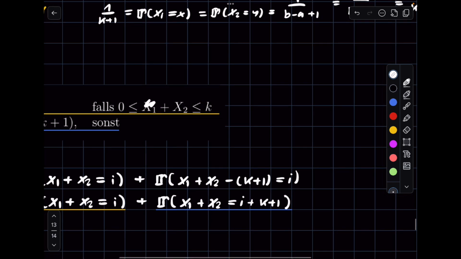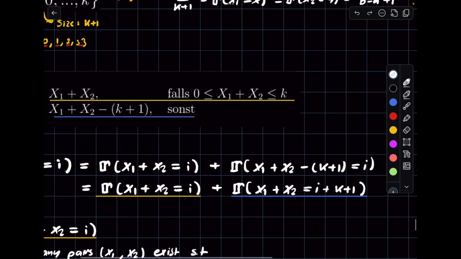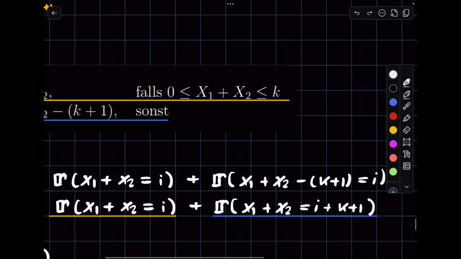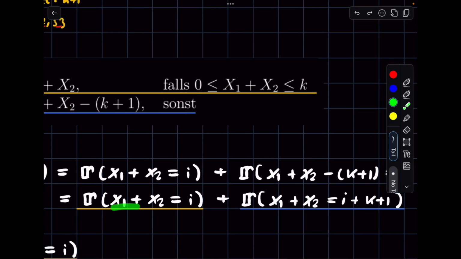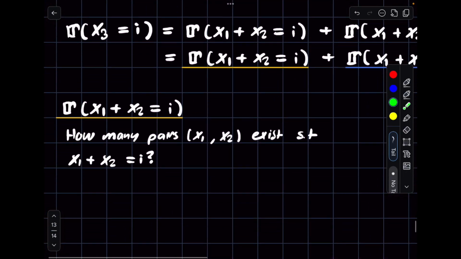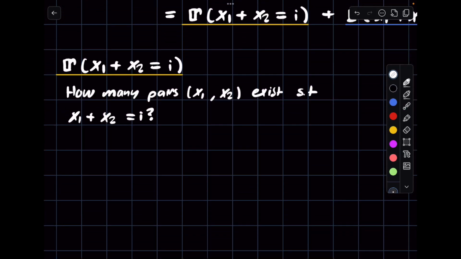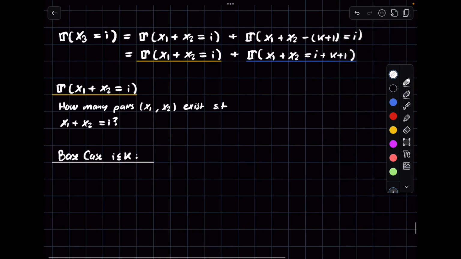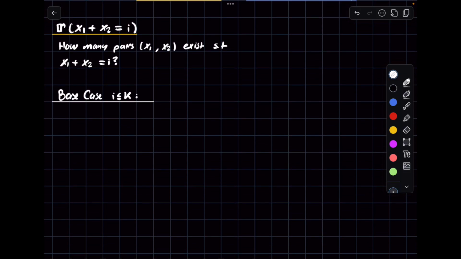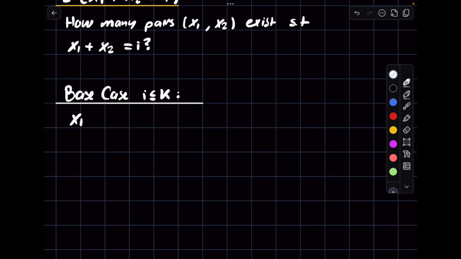So we know for a fact that this guy, all of this guy, is going to be equal to I, as we have denoted here. This one is equal to I, so we can write I here. And we take the base case where I is lower or equal to k. So the base case is when I is lower or equal to k, right? And that's it.